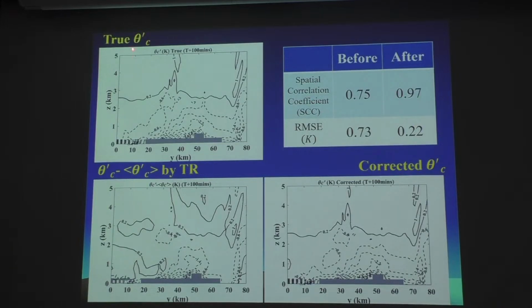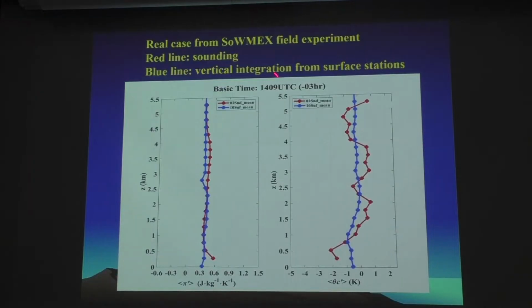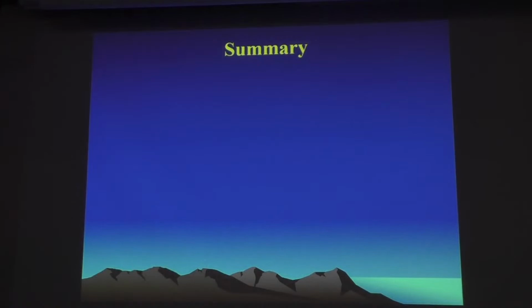Now, this is the theta-rho prime plot. You can see that in the deviation there is a positive value here, but actually it is negative. So after correction, the theta-rho prime becomes negative again. Now this is from the real case, from SoWMEX. The red line is from the sounding, and the blue line is from the vertical integration from the surface station. Let me give you a very quick summary.